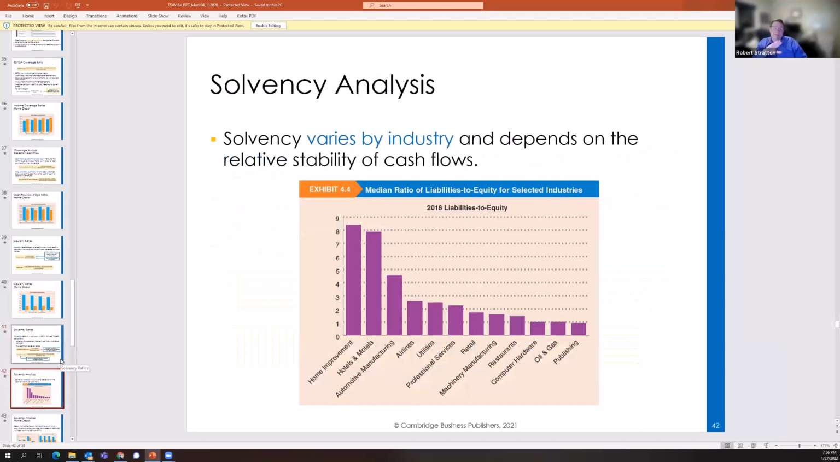This is very industry specific. So this is another area where you really have to know your industry to understand it. Some industries, like oil and gas and computer hardware, have a lot of liabilities relative to their equity, but others, like home improvement and motels, have a lot of cash flow. So it changes that equation. If you have a lot of cash flow, you're more likely to want to lend to them because they're going to have the cash coming in to pay it back.